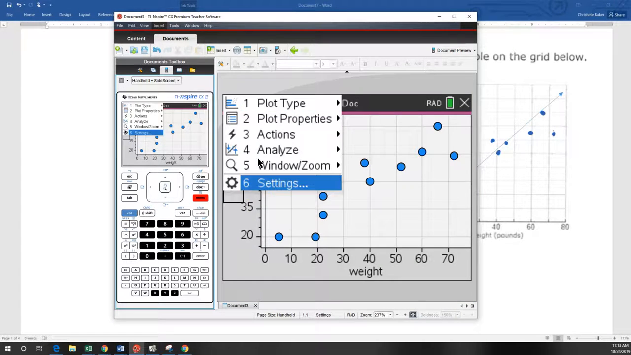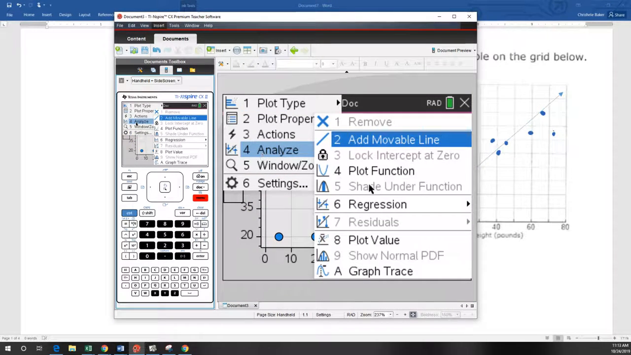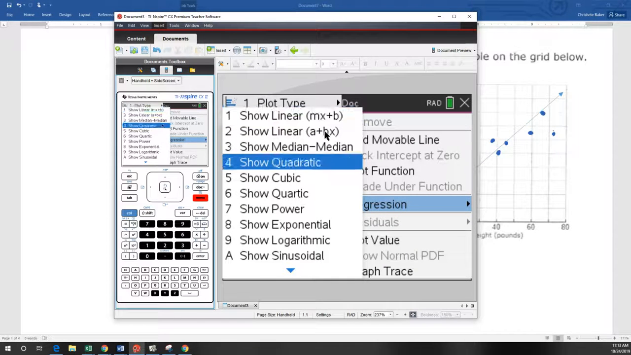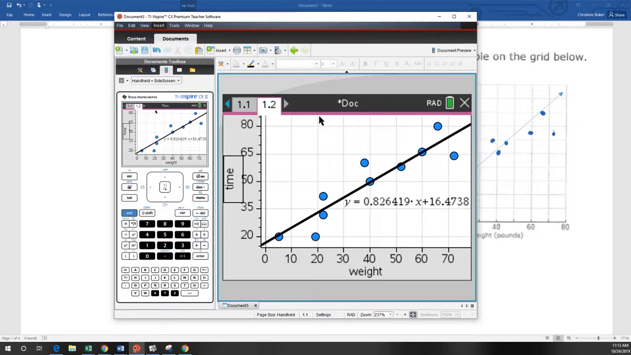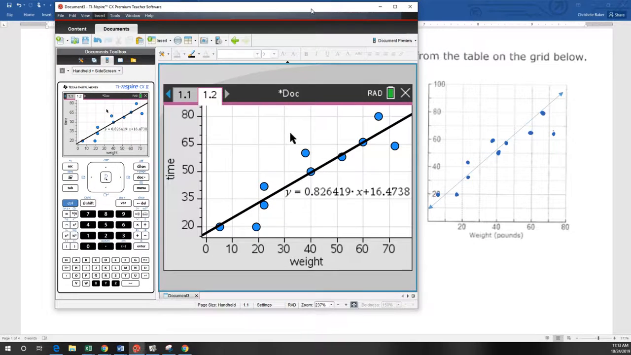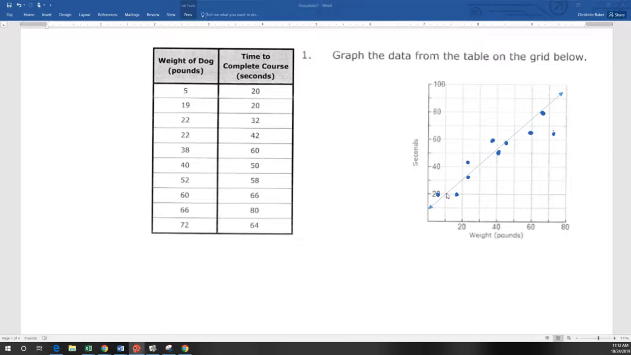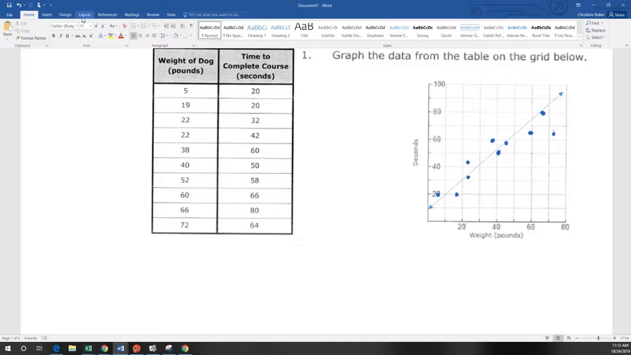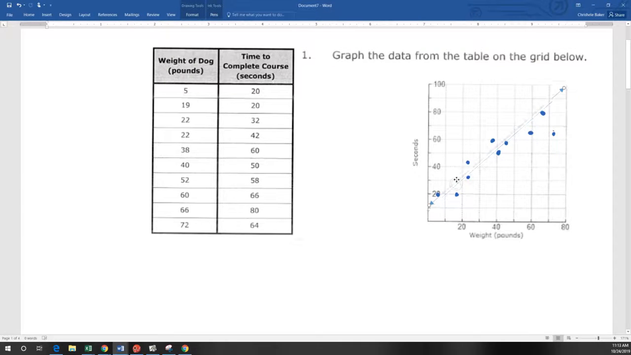I'm going to go to Menu, Analyze, Regression, and pick Show Linear mx plus b. And there's the exact equation that I got. And it looks exactly like it did when I drew that line in. I mean, they had it actually a little bit higher going through that first point. So I don't even know if I can move it from here. Yeah, I can. Okay, so they had it more looking like that.